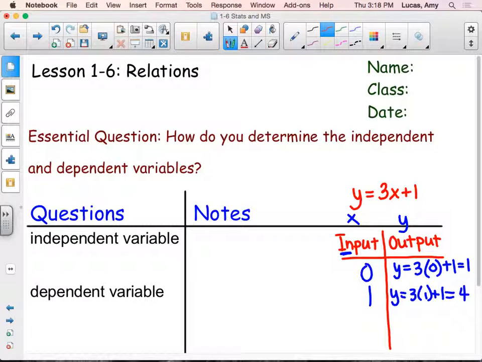So what I want you to see by this example is that the input variable, which was x, is the independent variable. Because when you're independent, you've got choice. You've got a lot of choices. Like if you're independent, you don't have to rely on something else. You stand on your own and you can make your own decisions when you're independent. So the independent variable is the input variable, which is x.